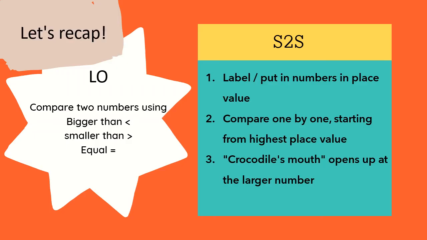So let us quickly recap our learning objective for today. Today we are comparing two numbers using bigger than, smaller than, or equal to. Our steps for today are: first thing first, we label or put in numbers in the place value chart, compare one by one, starting from the highest place value, and crocodile's mouth or mulut buaya opens up at the larger number.